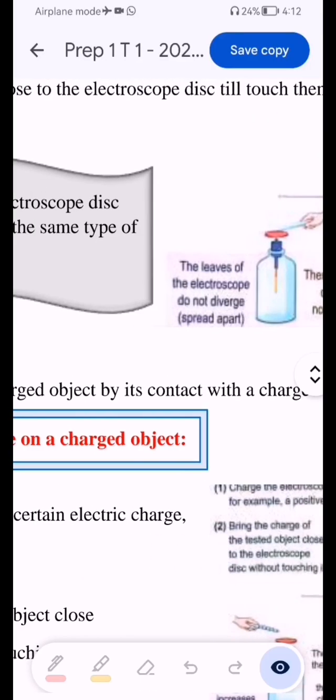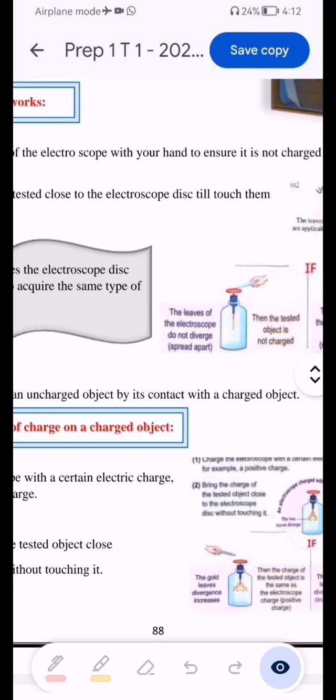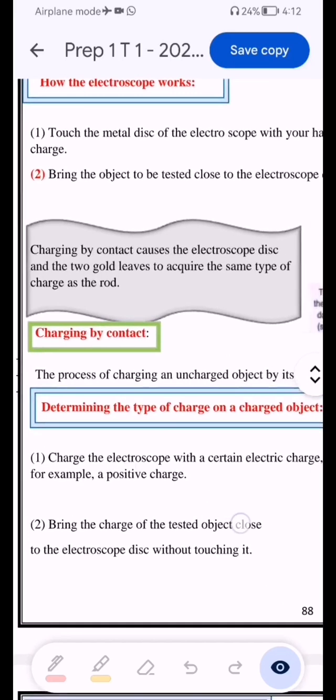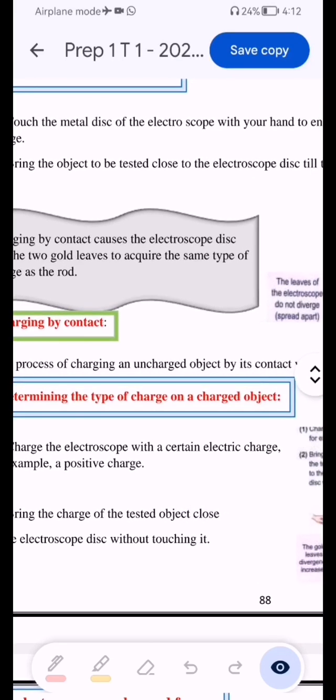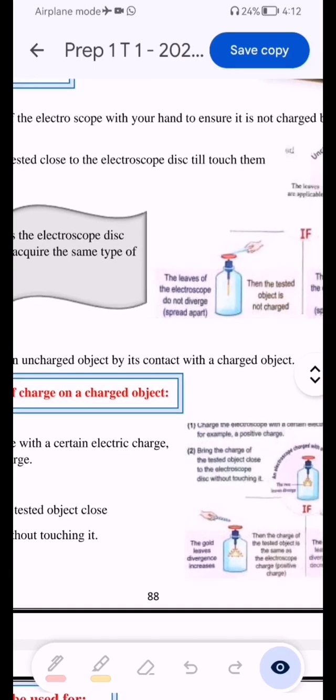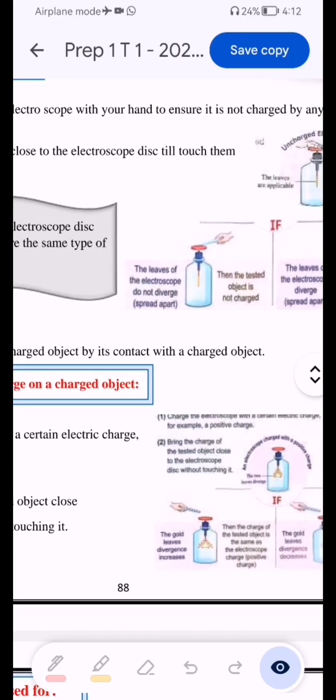So this is the second type of charging of an object: charging by contact. It is the process of charging an uncharged object by its contact with a charged object. If we have two objects, one of them charged and the other uncharged, when they touch each other, the uncharged object becomes charged.